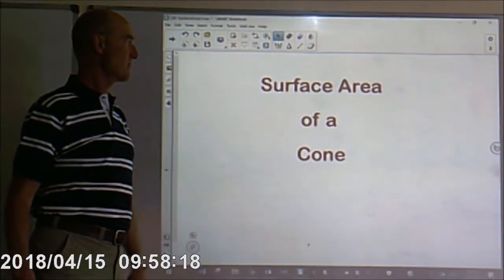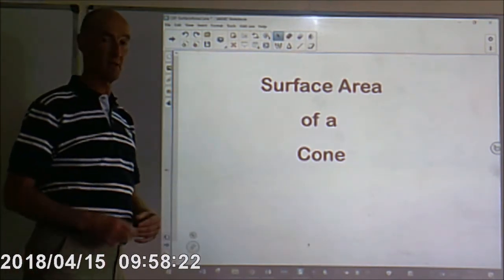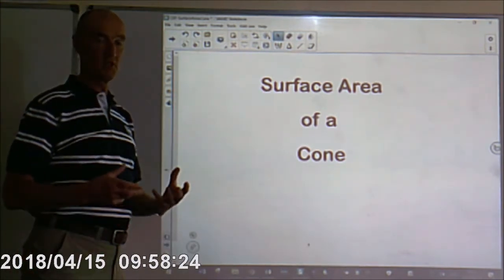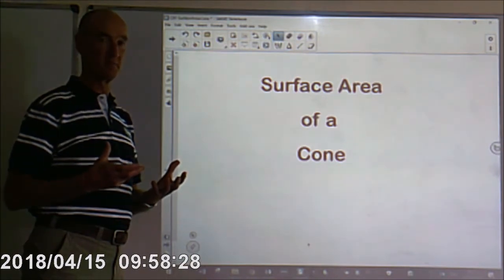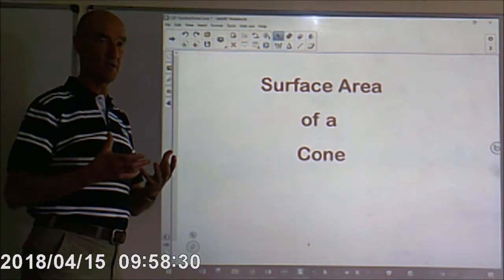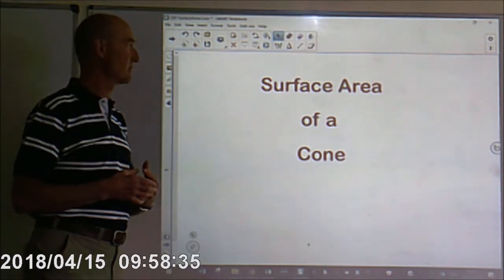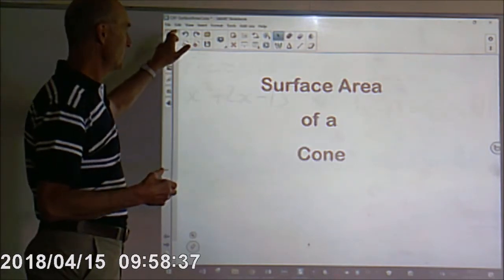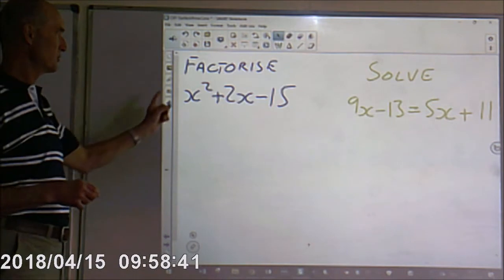Morning Year 10. This is what we're going to be looking at today, surface area of a cone. This is a new topic for most of you and it is a little bit complicated. So I'm changing the way the presentation's put over this morning. Surface area of a cone is what we're going to be dealing with. Very quick starter. So copy down those two examples.